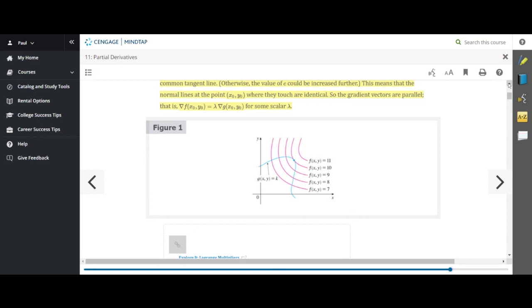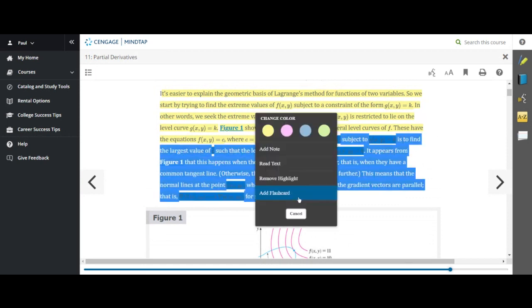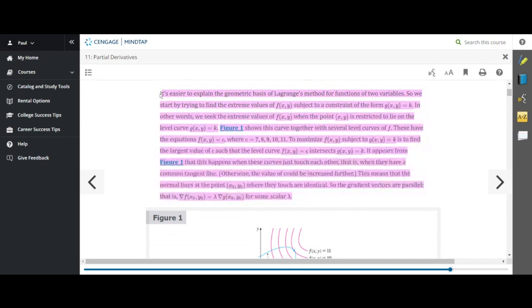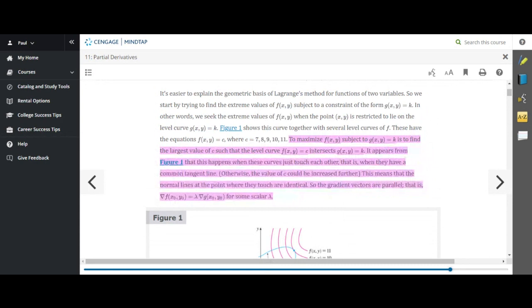Well, we want to find the x, y coordinates such that the function is maximized. Okay, and they comment here. Okay, so to maximize the function subject to the constraint, well, we've seen what that is. It appeared the maximum value of the function subject to the constraint is equal to 10. But it appears from figure 1 that this happens when these curves just touch each other. In other words, when they have a common tangent line. This means that the normal lines to the point x sub 0, y sub 0 where they touch are identical, and so the gradient vectors are parallel.